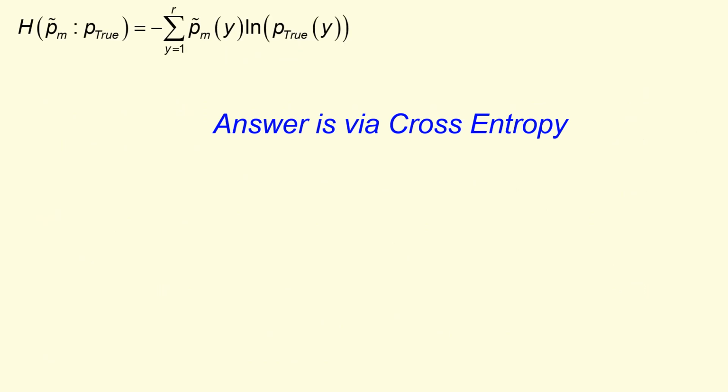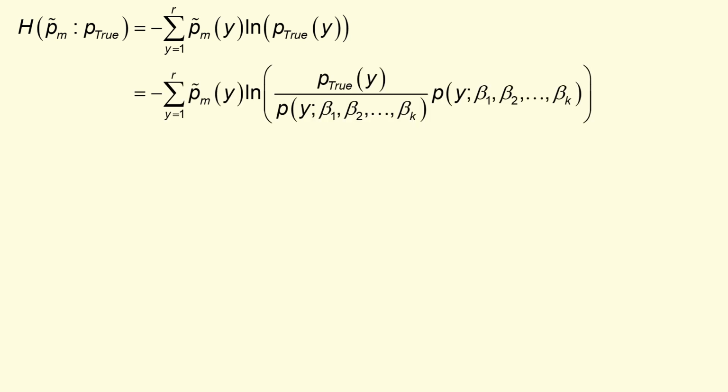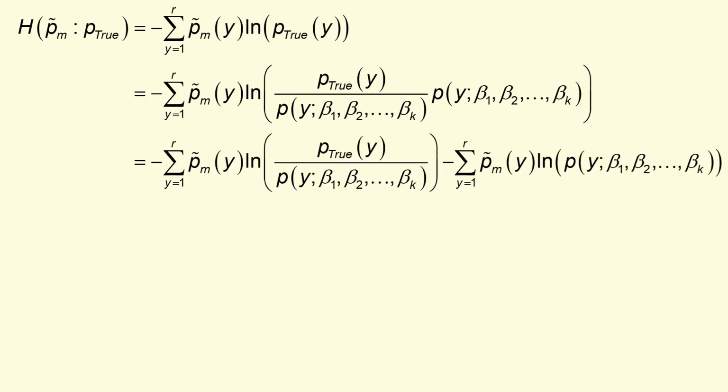Well, the answer to that question is via cross entropy. So here is our cross entropy, and notice that our cross entropy of the empirical with respect to the true is given by this. And if we look at the definition of cross entropy, then we can take the P true and divide by a model P and multiply by a model P, but then by our properties of logarithms, we can take that model P out on its own.